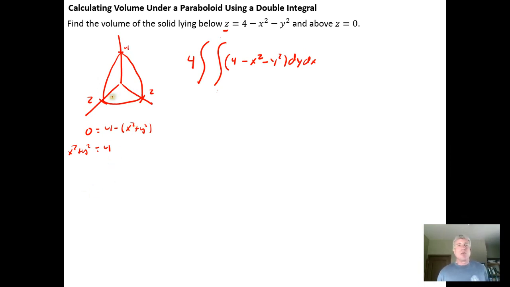So what I need to do, if I'm taking the y slices, I'm going to be running from here to here. Y slices, I'm running from here to here. So I have to run parallel to the y-axis.